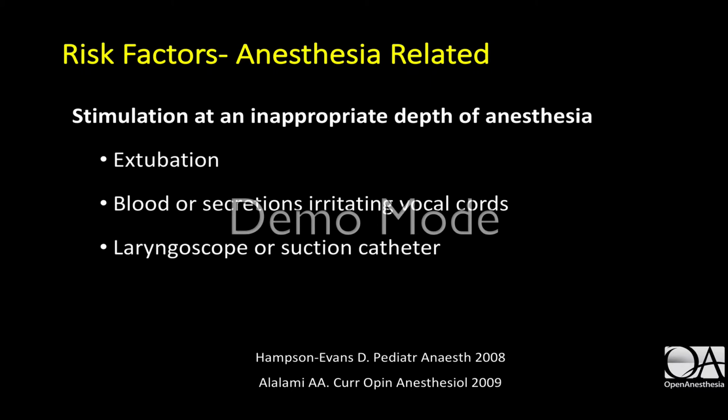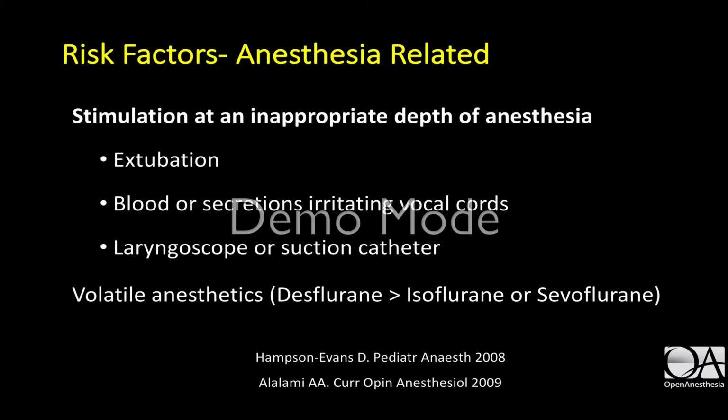The most important anesthesia-related risk factor is stimulation at an inappropriate depth of anesthesia. Common causes include extubation at a light plane of anesthesia, blood or secretions irritating the vocal cords, and stimulation of the airway by a laryngoscope or suction catheter. Volatile anesthetics have also been associated with an increased risk of laryngospasm. Among the volatile anesthetics, laryngospasm is seen more commonly with desflurane than iso or sevoflurane.